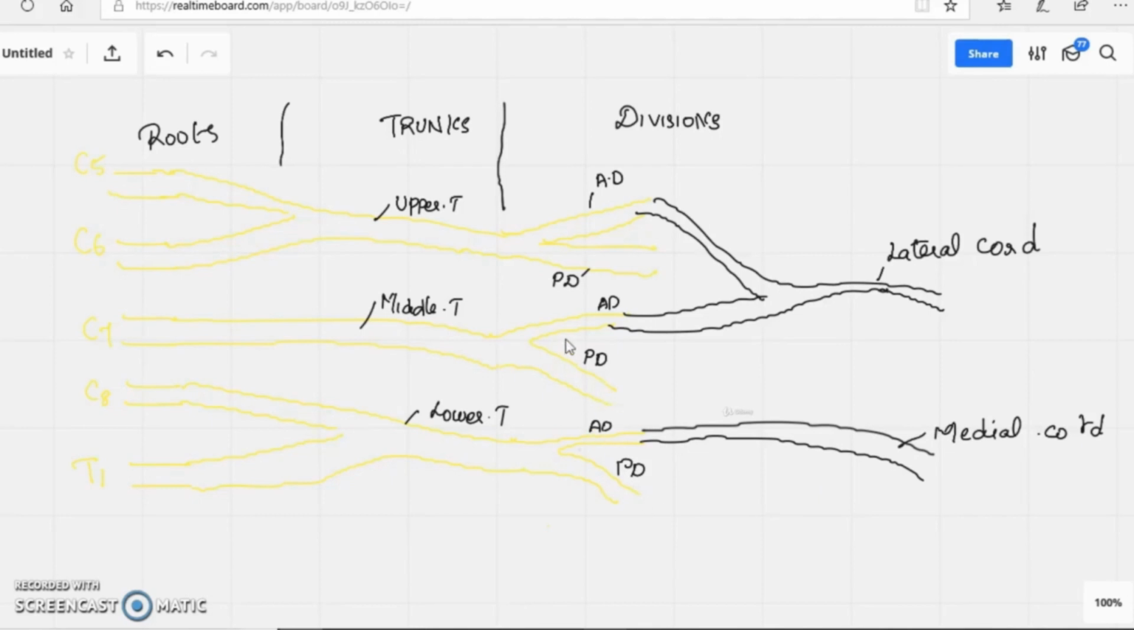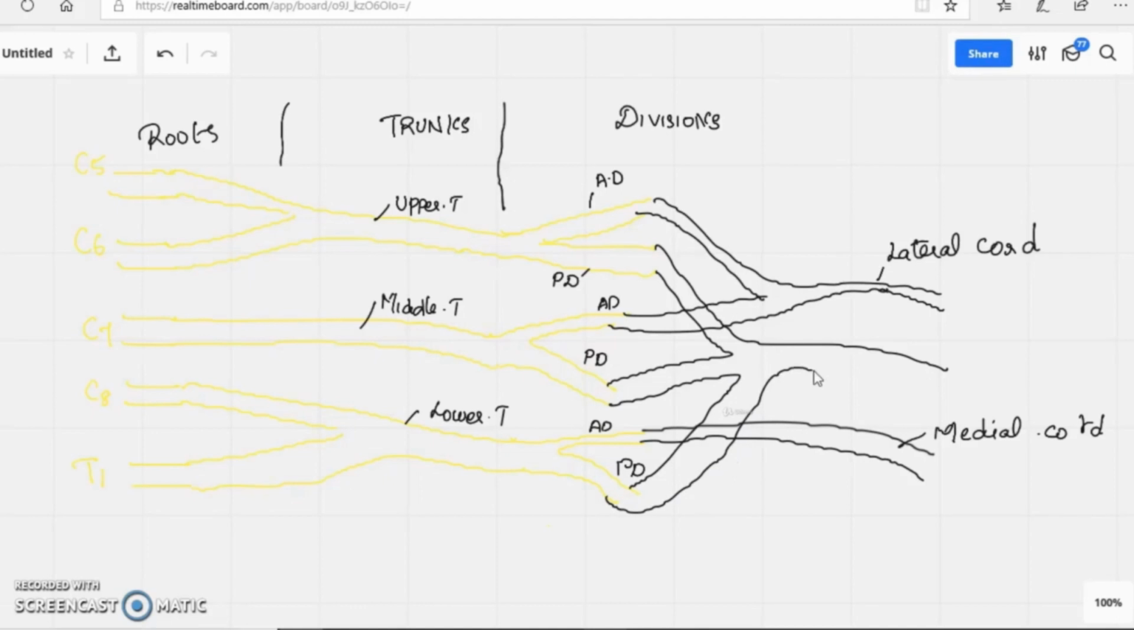Now we have all the posterior divisions remaining from all the trunks. We are going to unite all these posterior divisions together, and they are going to form another cord which is called the posterior cord. So we have another cord coming, that cord we will call the posterior cord. And that's all about the brachial plexus roots, trunks, divisions and cords.